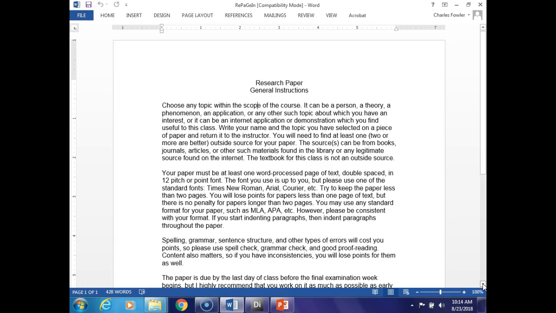Now, if it's anything less than 1 page of text, you're going to lose points. If it's anything greater than 2, you're not necessarily going to lose any points. I don't take off points for it being too long, directly anyway, okay? If it's a good paper, I'm going to enjoy reading every page of it, even if it's 3, 4, or 5 pages. I don't care. If it's a good paper, I really do enjoy reading your work, okay?